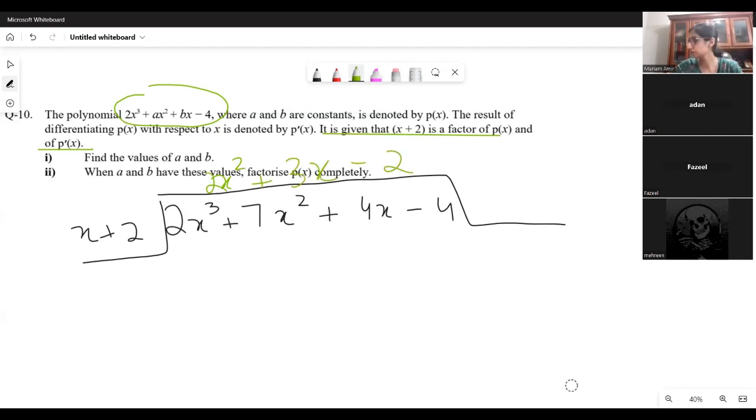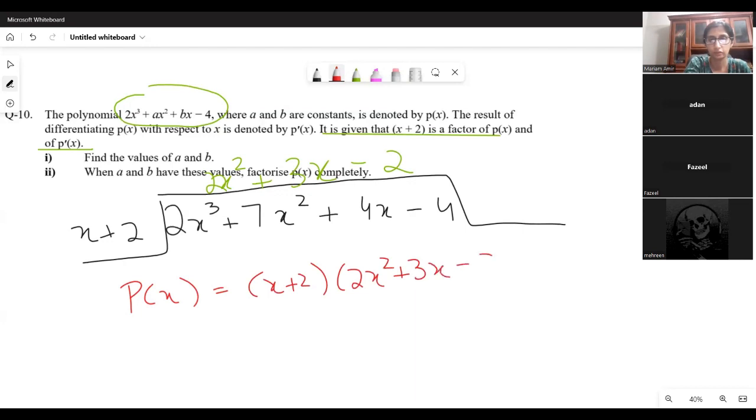What about the others? Okay, once you're done with that, you write p(x) equals x plus 2 and 2x square plus 3x minus 2, and you must check whether this further factorizes, which it does according to Fazil.